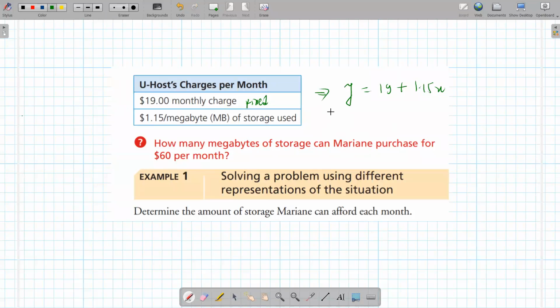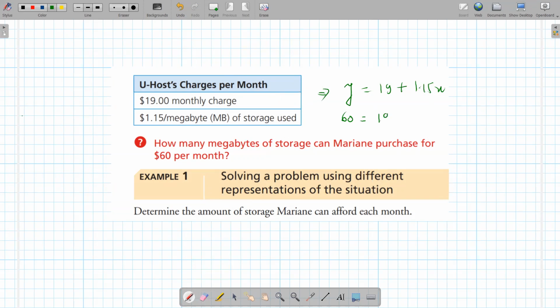Y equals 60, yeah? So this is 60 like that? I think so. Because Y is the dependent variable, which is the total cost. So we're going to put that as 60, and now we're going to solve this equation for X. So what do we do next? Sorry, is Y always dependent? Y is always dependent, that's right. X is always independent.